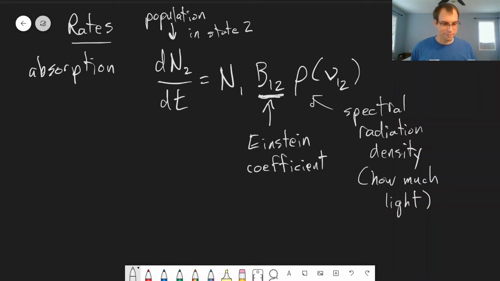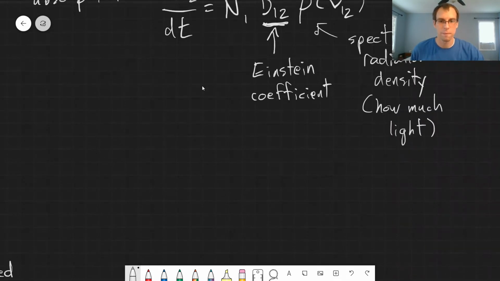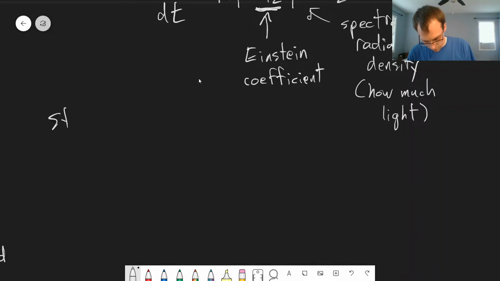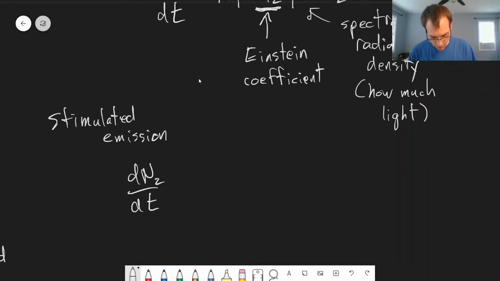That's absorption. For stimulated emission, we get a very similar looking equation. Again, we're thinking about the change in the number of molecules in state 2, but overall this is going to be negative. Now what matters is how many molecules we have starting in state 2, because they have to start there to cause the emission to happen. Then we have another Einstein coefficient, B21, which is just the opposite of B12.